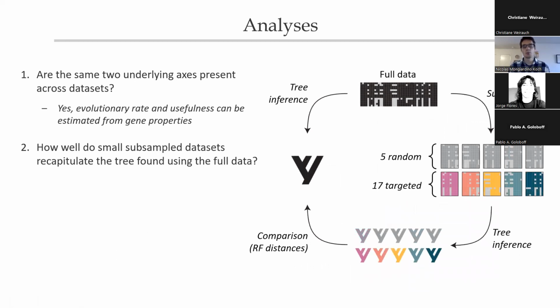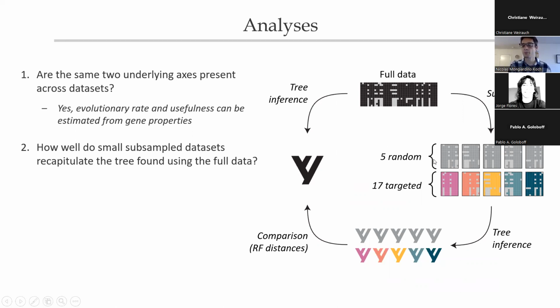But we haven't yet tested whether the trees that are found using this small subsample dataset obtained with our subsampling method are actually conducive to generating accurate phylogenetic trees. And so to test this, we started with our full dataset and performed a tree inference using the entire data. And we also performed 22 different subsampling approaches.